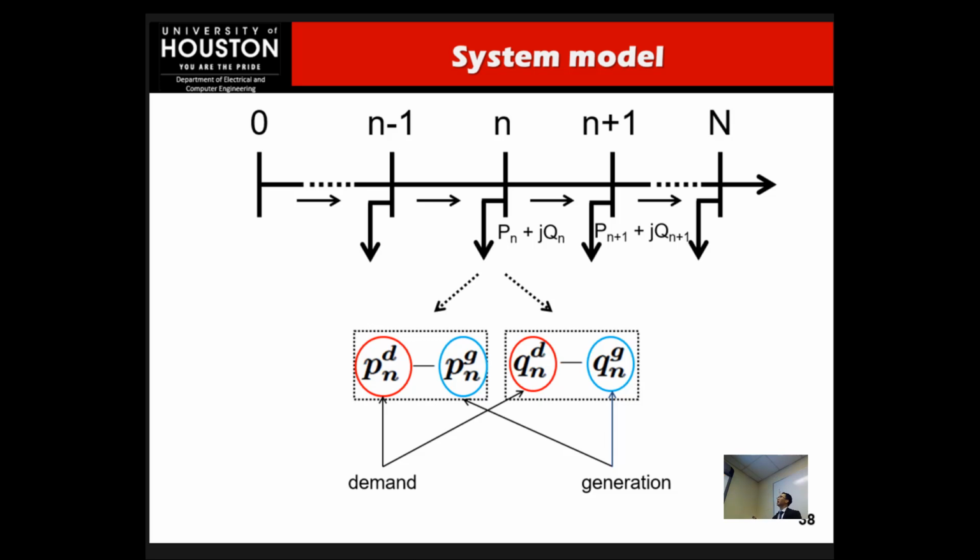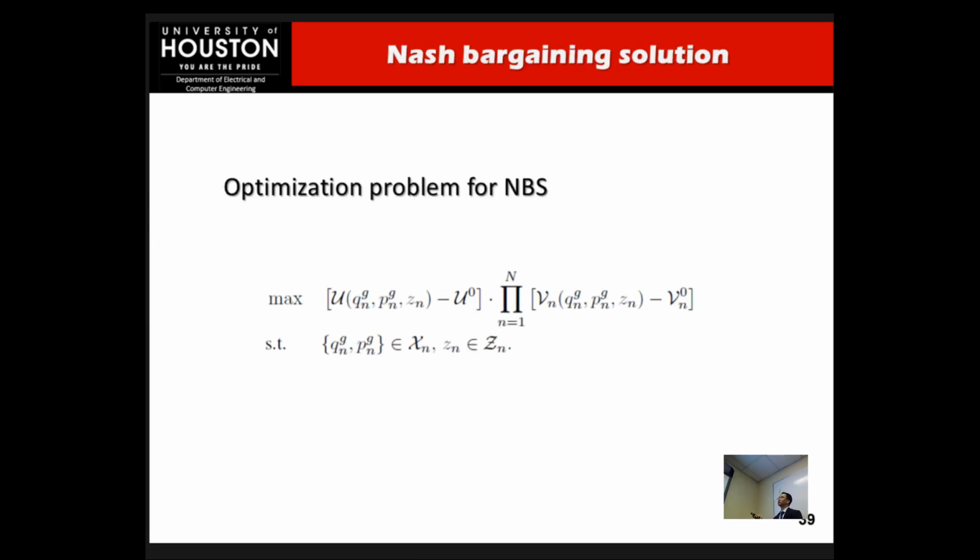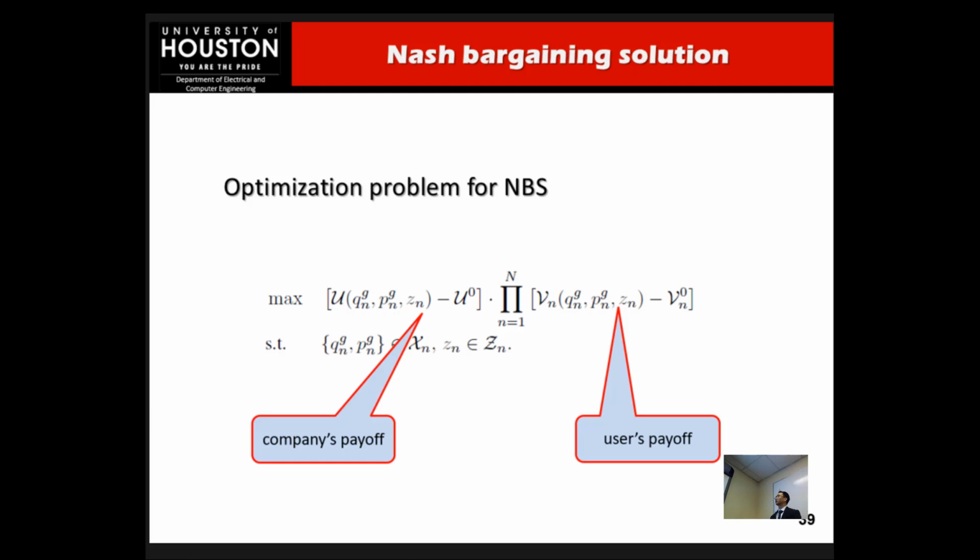So we consider a system with n users. Power is injected into the system from here, or users can generate reactive power and active power locally. We need to determine how much reactive power and active power users will generate locally to achieve the optimal solution for the system, and also how much reimbursement users should receive from the utility company. We also use the Nash bargaining framework to handle our problem. We formulate the optimization problem to achieve the Nash bargaining solution. Here is the payoff of the utility company, and next is the payoff of the user. By solving this optimization problem, we can obtain the optimal reimbursement and also how much active power and reactive power users should generate.